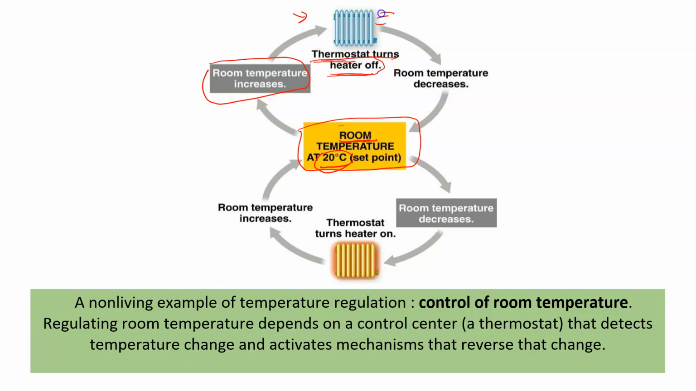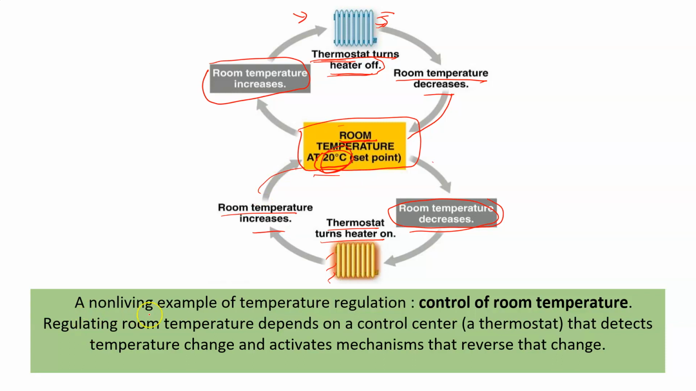Okay, so the heater is to release heat. When the heater turns off, the room temperature decreases and goes back to the normal set point. So vice versa, if the room temperature decreases, it gets cold, right? So the thermostat will turn on the heater, the heater will release heat to the room, and then the room temperature increases back to the normal set point.